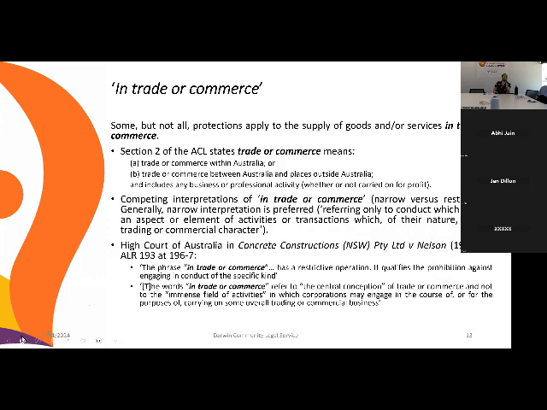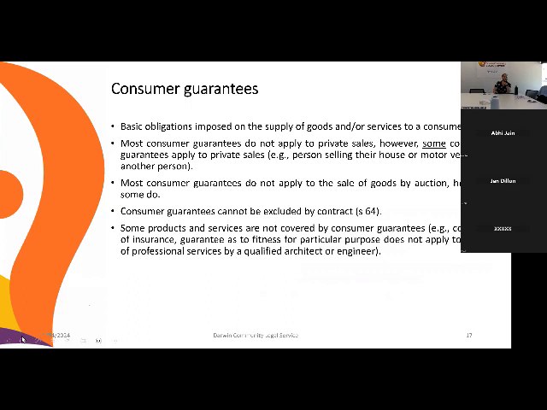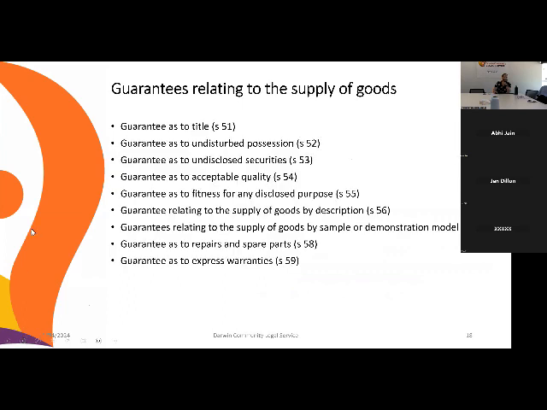Now, the good thing here is I don't think David even needs to go as far as arguing a particular purpose or a disclosed purpose. Because what is the purpose of a motor vehicle? Just in general, what is the purpose that it serves? Vehicular propulsion. Yeah, transportation. So if it doesn't do that, it doesn't fit just the basic thing that a vehicle is acquired for.